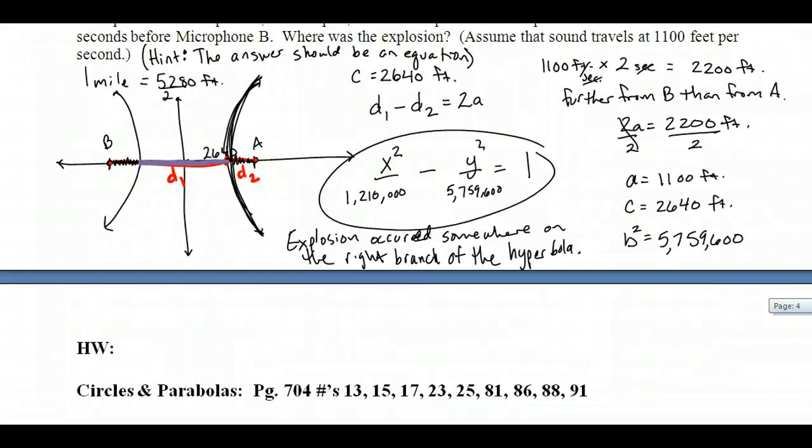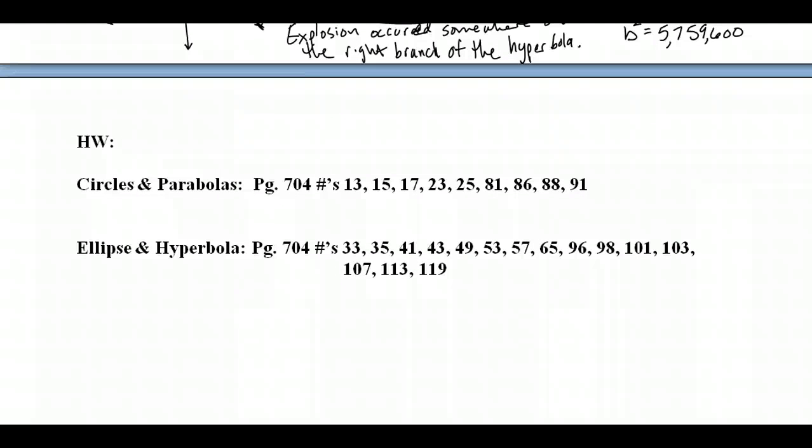So here's the second part of this assignment, which maybe you wrote down yesterday anyway. For ellipse and hyperbola, page 704: 33, 35, 41, 43, 49, 53, 57, 65, 96, 98, 101, 103, 107, 113, and 119. And this is everything with the conics, so it's kind of a good thing. It's a crash course of conics, that's for sure, compared to the first time that you learned conics over many, many days. It's a good crash course for us.